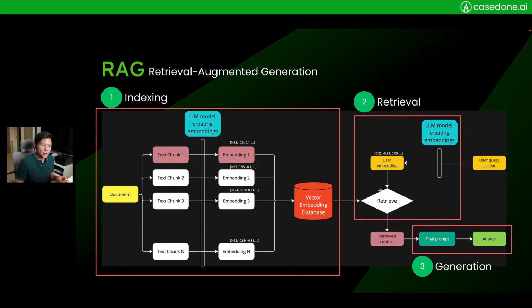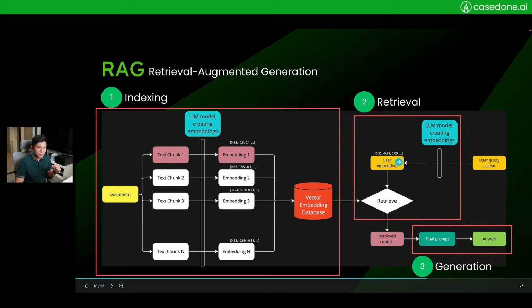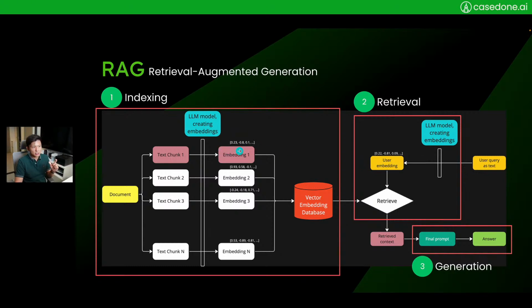The step of the retrieval is it's going to take this vector embedding of the query, and it will search inside the vector embedding database for the embedding of the text chunk that is closest to this user embedding. As you can see through my example, this vector embedding is the closest to this vector embedding. Therefore, in the retrieval stage, I will retrieve this text chunk number 1 from the vector embedding database.